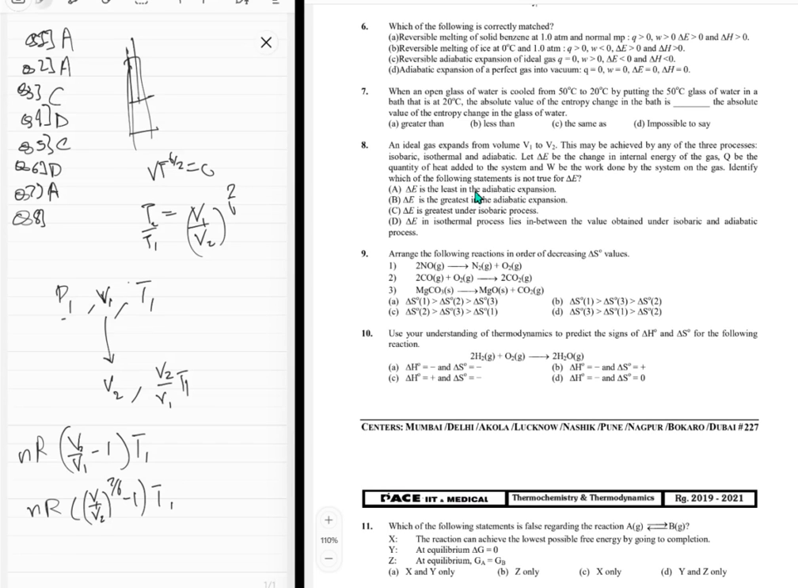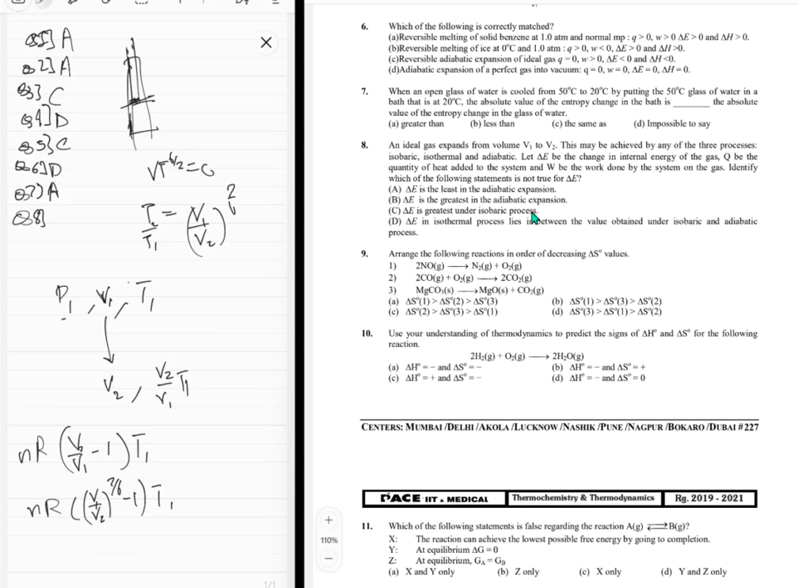But if you close both the valves and then do this, you'll see there's no temperature change, because it heats up when you compress, and when you pull out it cools. So when you expand, it automatically cools. That means this is going to be negative. So of course isobaric is more than adiabatic, and isothermal is 0. So first isobaric, then isothermal, then adiabatic for delta E. It's the greatest in isobaric, and it's the least in adiabatic, with isothermal in between.